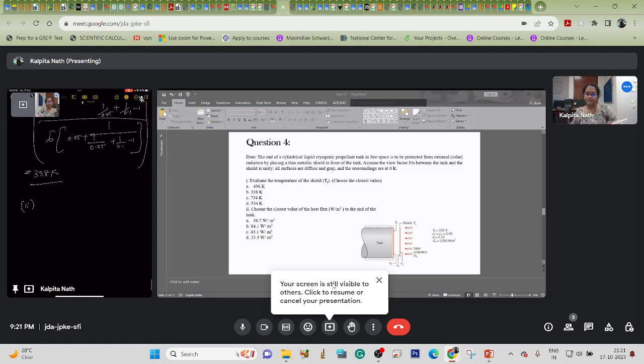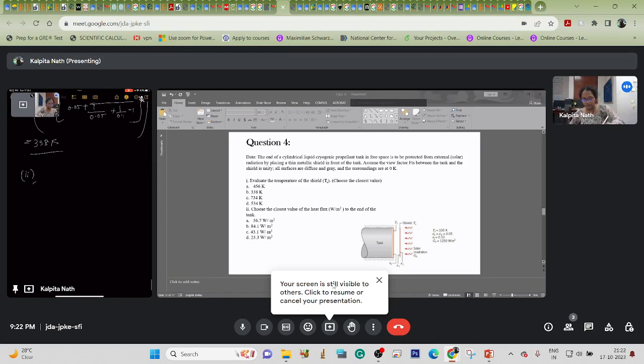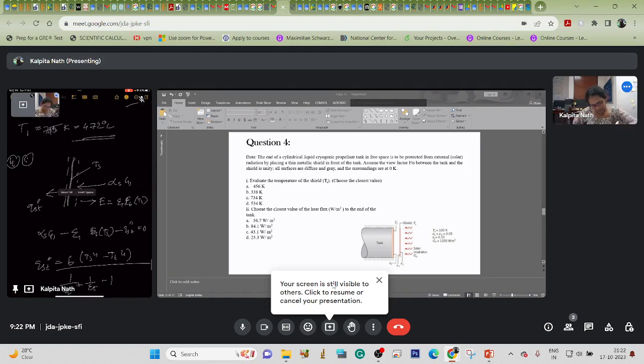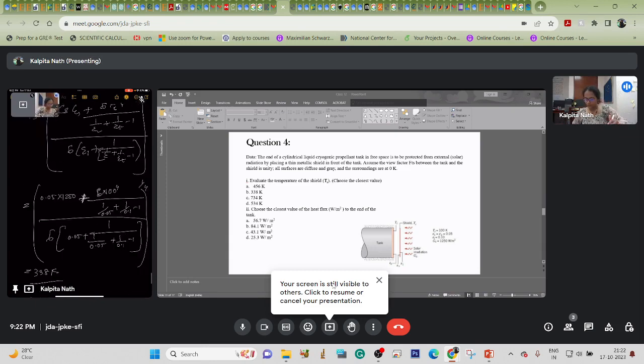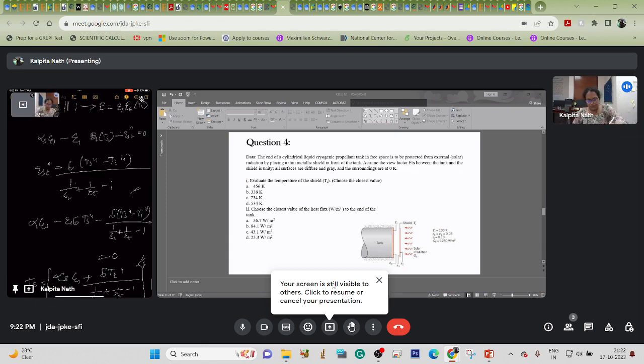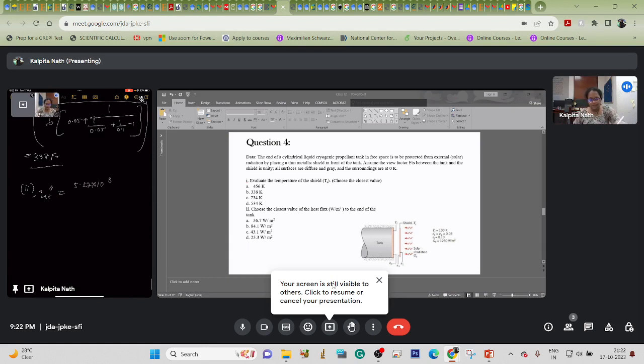For the second part, choose the closest value of the heat flux at the end of the tank. The heat flux from the tank can be determined from the equation that we already found. So we'll just put in all the values: 5.67 into 10 to the power minus 8 into (338 to the power 4 minus 100 to the power 4) upon (1 upon 0.05 plus 1 upon 0.1 minus 1). So this will come out as 25.3 watt per meter square.